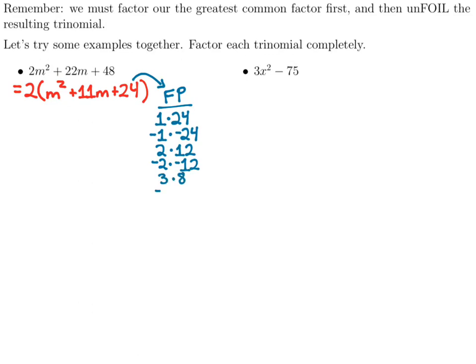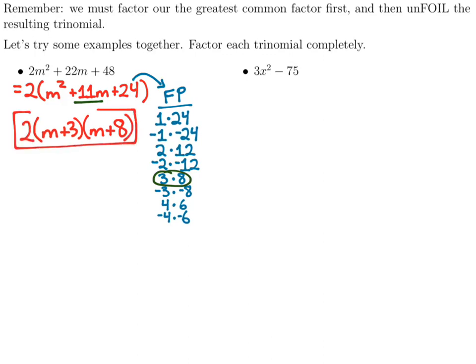Oh, good times. 3 and 8, negative 3 and negative 8, and everybody's favorite, 4 and 6 and negative 4 and negative 6. You're looking, of course, for the ones that add to 11. It's 3 and 8. So it's m plus 3, m plus 8. You're feeling great. Remember the 2 at the end? This is the difference today. The 2, that common factor 2. Boom, there you are. Done.